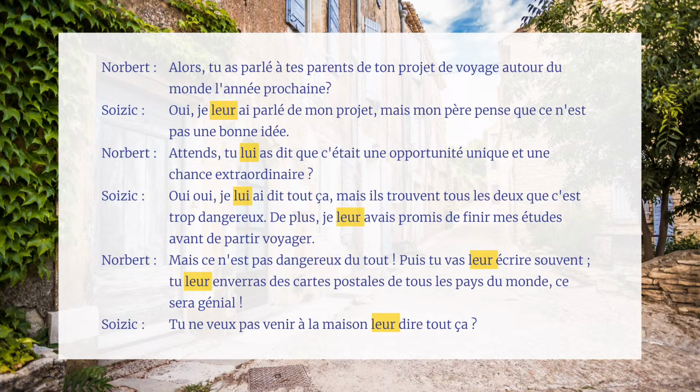And again, he could have said, "Tu vas écrire à tes parents souvent." But because this is fluent French and they're using French the way it would be used in normal circumstances, they are not repeating "tu vas écrire souvent à tes parents, tu enverras des cartes postales à tes parents." Instead, they're using leur, to them. "Puis tu vas leur écrire souvent, tu leur enverras des cartes postales."